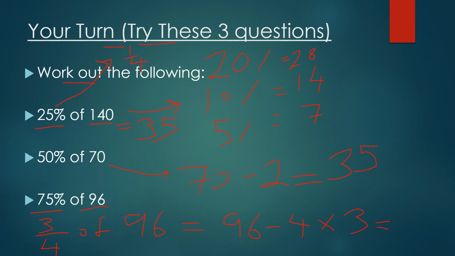So half of it will be 48. Half of 48 will be 24. 24 times 3 will be 72. And again, if you're unsure, there's no harm in doing some workings to the side. Sorry, I'm trying to be a bit fast today, guys.